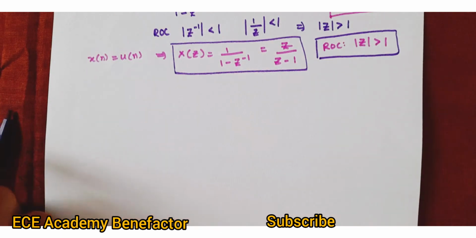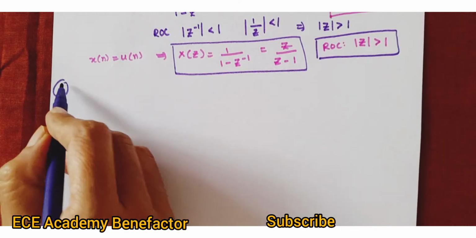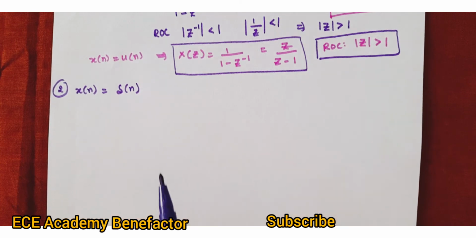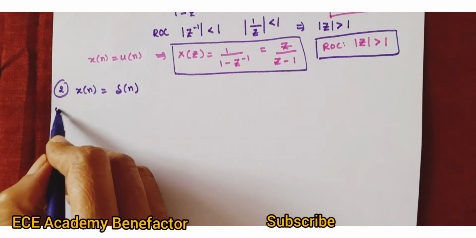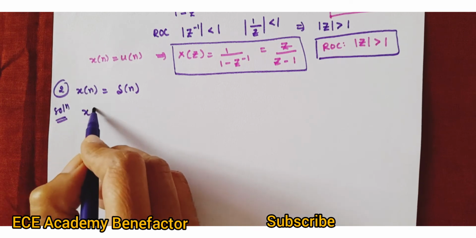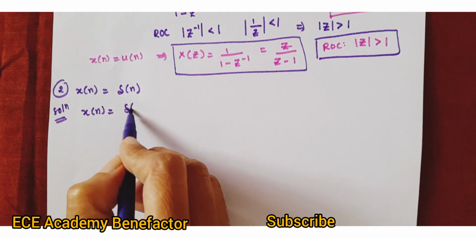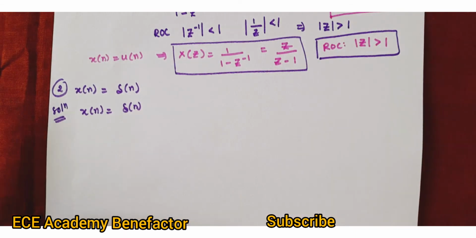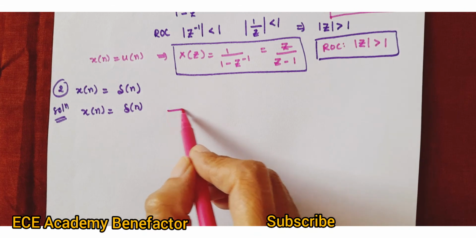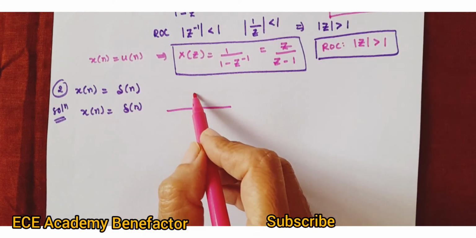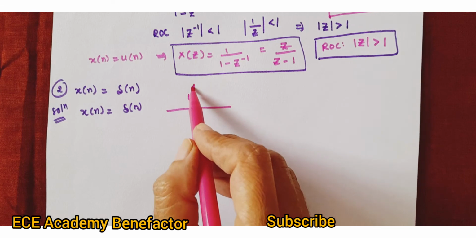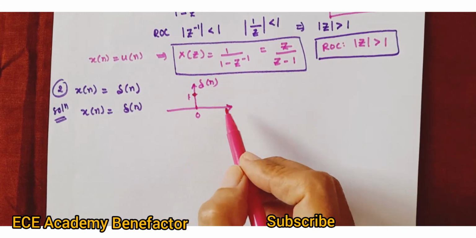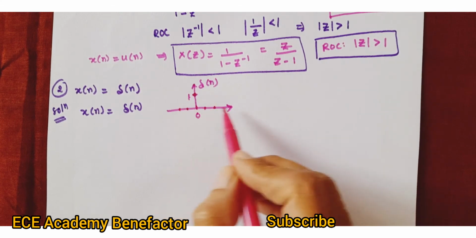The next question is x of n is equal to del of n. Okay. So, let us solve this one. Solution, first write the sequence x of n is equal to del of n. Draw the waveform. How to draw the del of n waveform? Del of n is defined only at 0, its value is 1. Del of n value is 1 at 0 and at all other places it is 0.